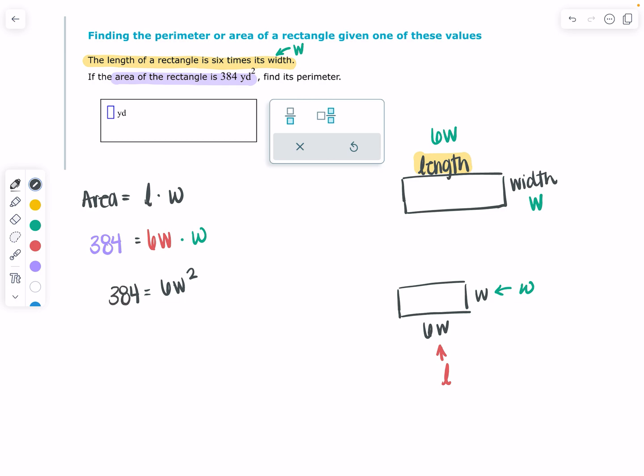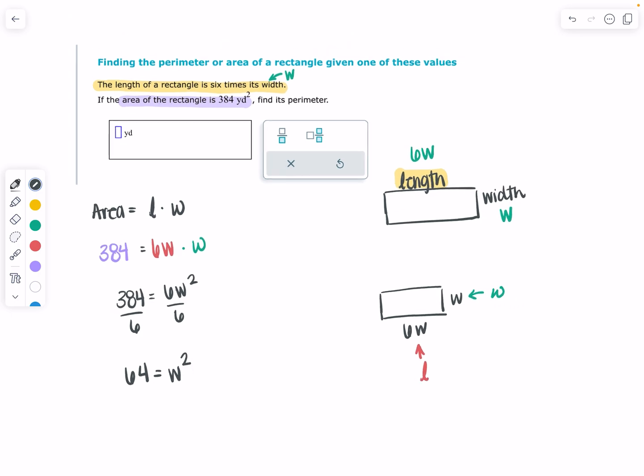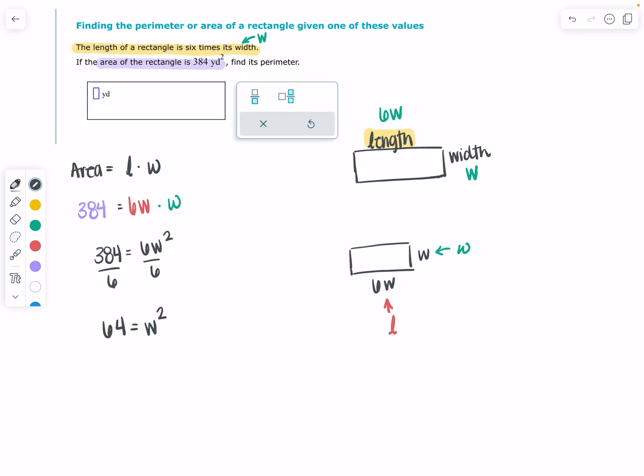I need to get W by itself, so I'm going to divide both sides by 6. And I will get 64 equals W squared. Now to undo squared, I'm going to square root both sides. And then the square root of 64 is 8 equals W. I'm not done. The question said to find the perimeter.